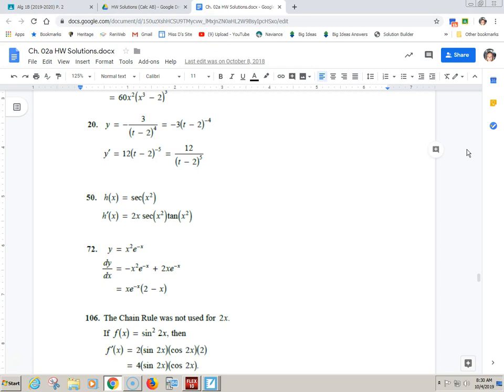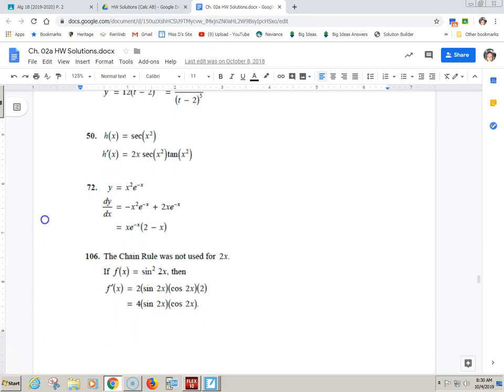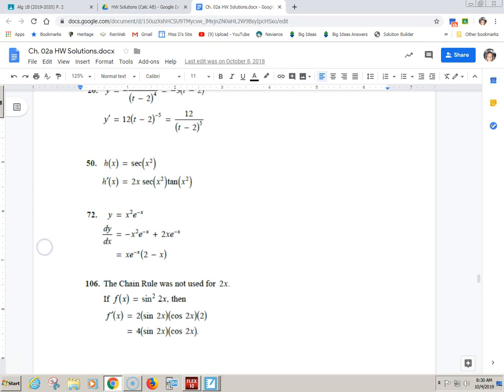Number 50, did you guys figure out the outer layer was secant, whose derivative is secant tangent, keeping the inner the same, then times u prime, which is 2x, which I put in here to make it look pretty? You can pull out an e to the negative x and an x. If I were them, I think I might have also pulled out a negative to make it x minus 2. It's a little bit more proper.